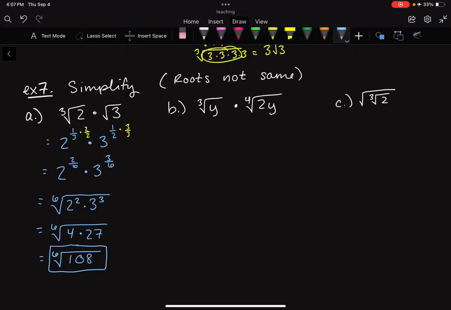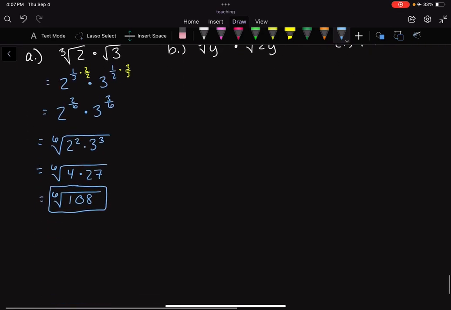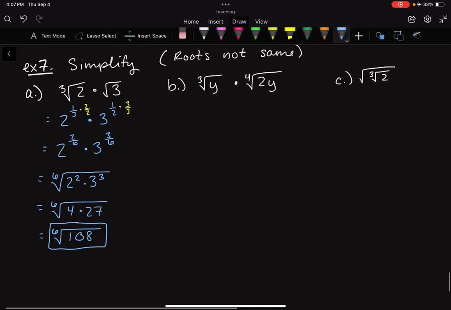So maybe go ahead and try part B on your own. Pause the video, but I'll go ahead and do it, of course. I know I've been switching between blue and pink as my main color. I forget what color I'm using sometimes. Cubed root of y would be y to the 1/3 times, be careful here, this is 2y to the 1/4.